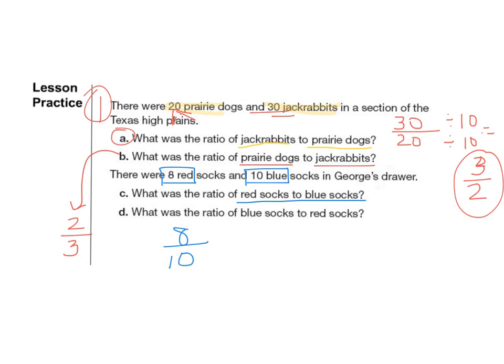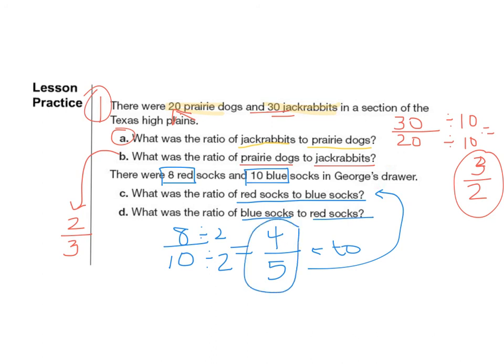So 8 to 10, and I can simplify that if I want to divide by 2. They're both even numbers. So 8 divided by 2 would be 4, 10 divided by 2 is 5. So it's 4 to 5 is the ratio of red socks to blue socks. So this line here is like saying the word to. And then the second question, question D, is similar to question B. It's asking for the ratio of blue socks to red socks. So all it's asking is for you to switch the order of the ratio since the numbers still remain the same. So for question D, the final answer is 5 to 4. And you are done.